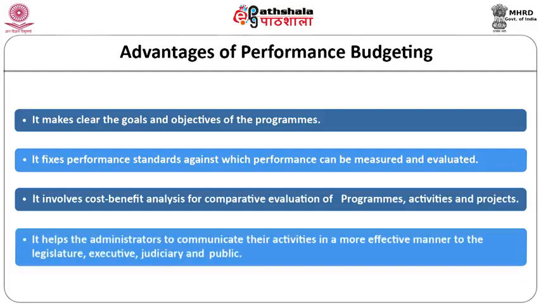Number 4, performance busting helps the administration to communicate their activities in a more effective manner to the legislature, executive, judiciary and public. These are the 4 stakeholders in a budgetary system: the legislature, who frames and approves the budget; the executive, who implements the budget or the programs, projects or activities; the judiciary; as well as the public. Those are considered the watchdogs of public spending, and when everyone is well informed in an objective manner, they can ask questions if there are deviations from the norms or standards laid down for that specific purpose.